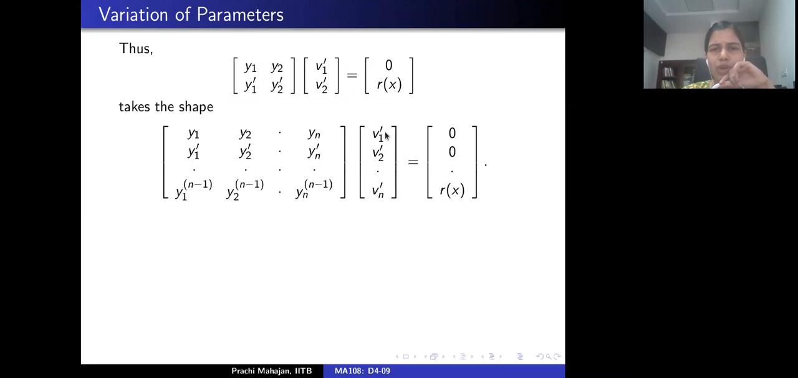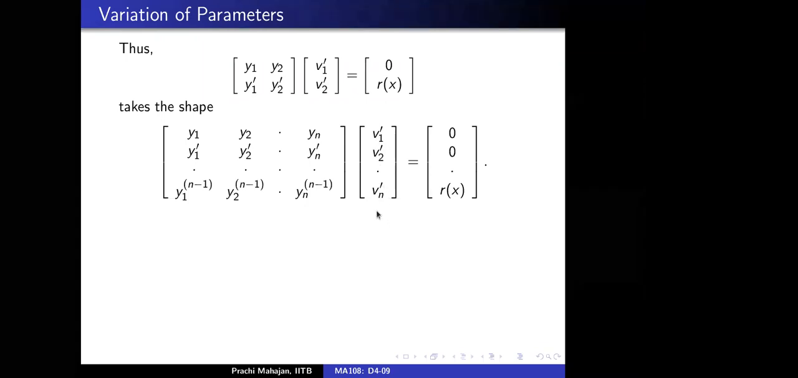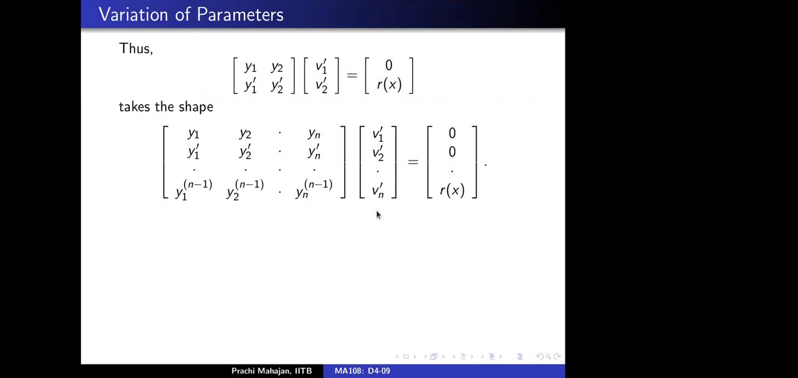Why is there always a solution for v1 prime, v2 prime, ..., vn prime? These are the unknowns, right? The equations are solvable because the homogeneous solutions are linearly independent, so the Wronskian is non-zero, so the matrix is invertible.